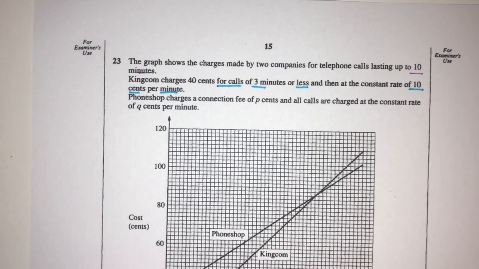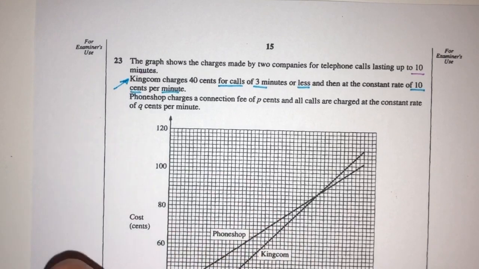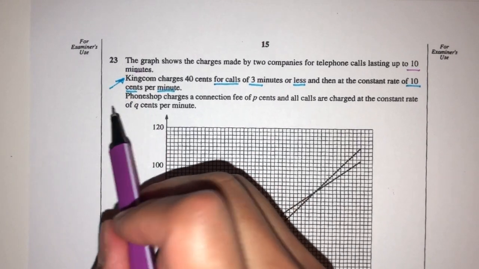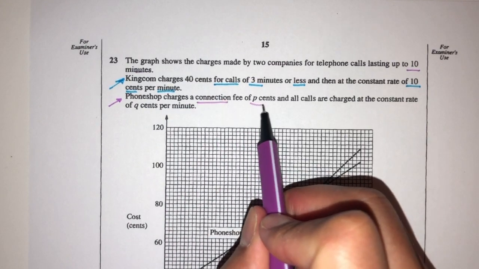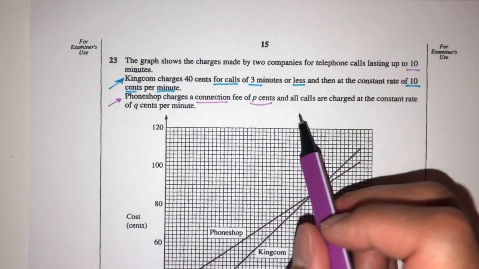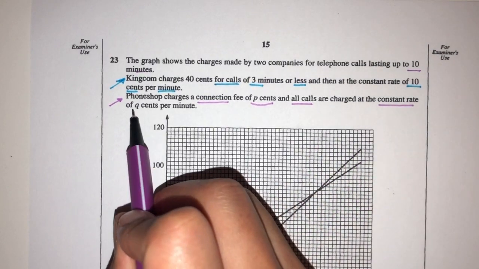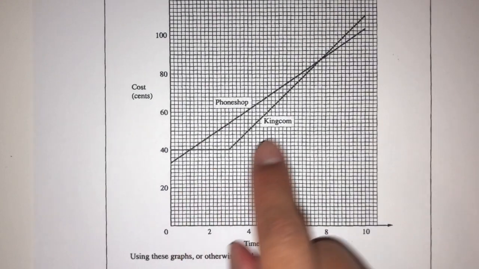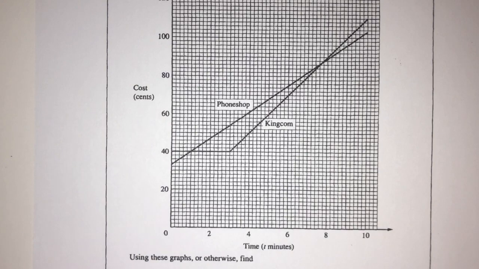Okay, that's the cost charged by this company, King.com. Now we have PhoneShop, which charges a connection fee of P cents, and all the costs are charged at a constant rate of Q cents per minute. Pretty easy. So here we have King.com and here we have PhoneShop. This is the graph given to you.